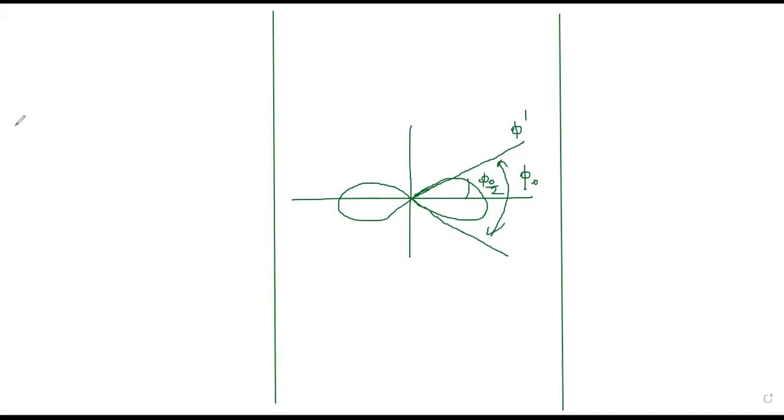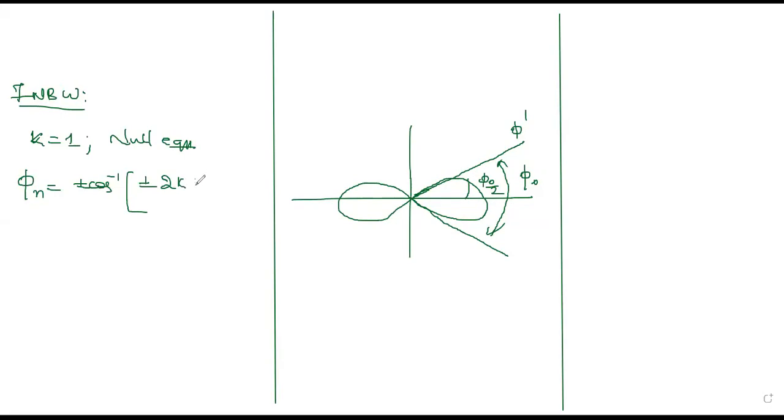So if you are writing for, or if you have to find out the first null beam width, we know the procedure. We have to substitute k is equal to 1 for your null equation. We know the null equation. It is plus or minus cos inverse of plus or minus 2k pi by n dr plus 1. Substitute k is equal to 1 here. So you get phi dash is equal to plus or minus cos inverse of plus or minus 2 pi by n dr plus 1.